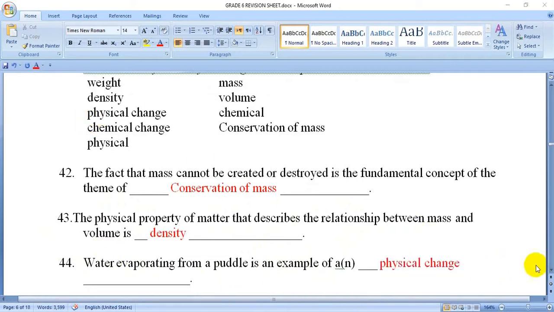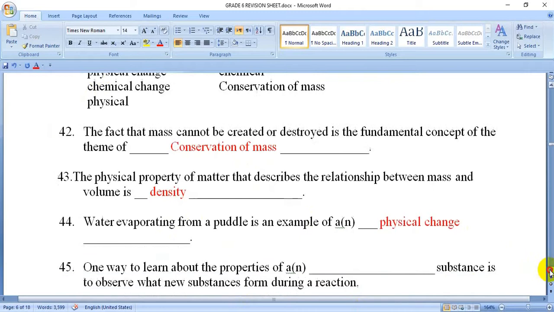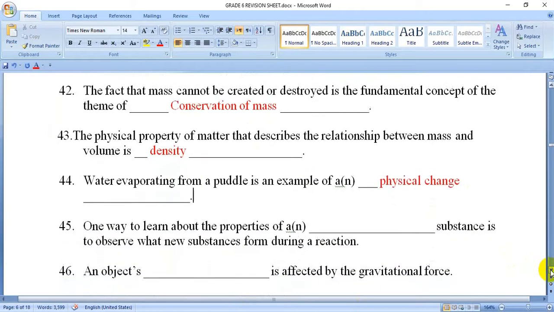Next question, question 45. One way to learn about the properties of a substance is to observe what new substances form during a reaction. This is any chemical reaction. It tells us about the chemical properties of the substance. So the answer for this question will be chemical.